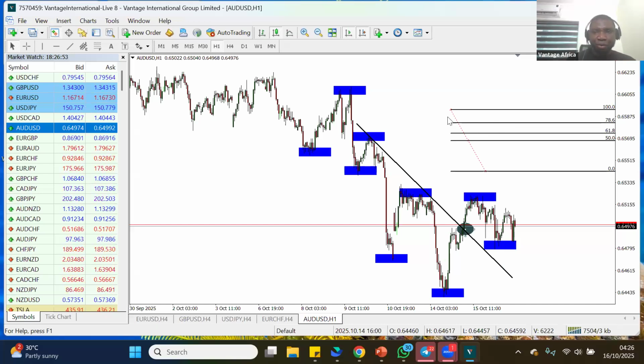What you are looking for is these three levels here, 50, 61, 78. Those are the levels you are going to be watching. Those are the critical levels. The 100 and the 0 are just boundaries of the Fibonacci, right? When price moves to either the 100 or the 0, that is a change in direction. That is no more a retracement.